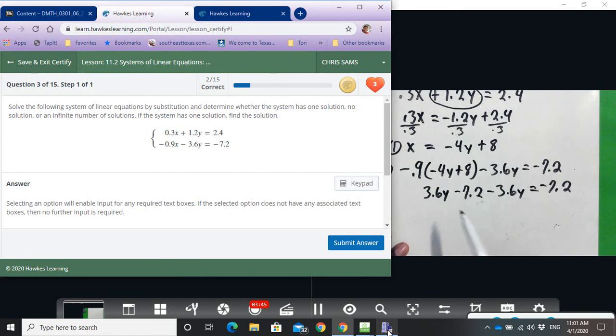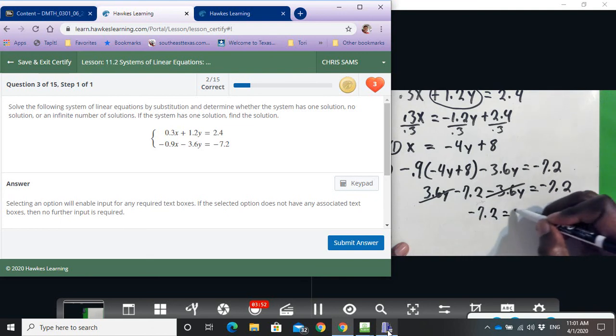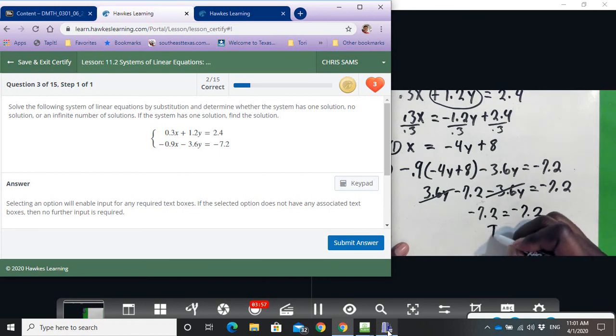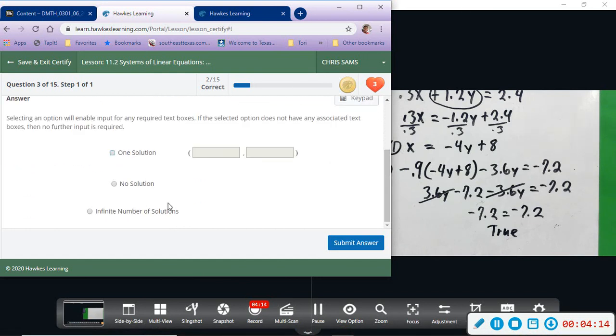Okay, on the same side of the equal sign, we have a minus 3.6y and a plus 3.6y. Those will cancel each other out. We're left with a negative 7.2 equals negative 7.2. Okay, this is a true statement. So when your variable cancels, either you will get a true statement or a false statement. True means infinite solutions, means these are the same line. Okay, and if we got a false statement, it would mean no solution. So we got a true statement. This means infinite number of solutions.